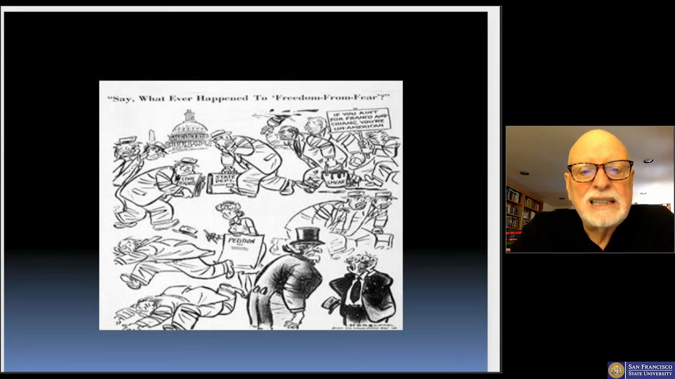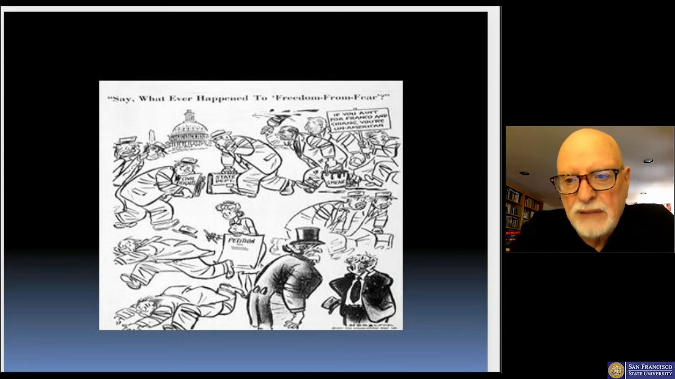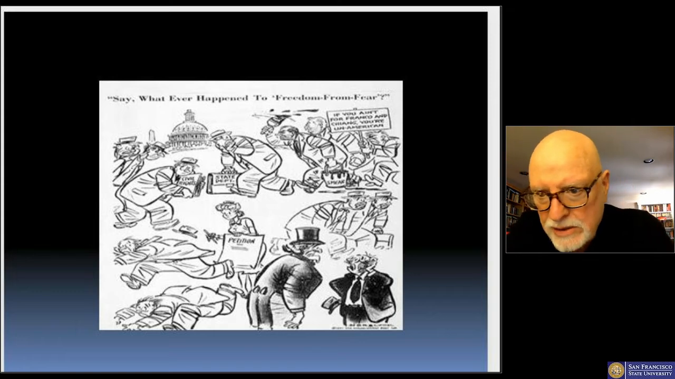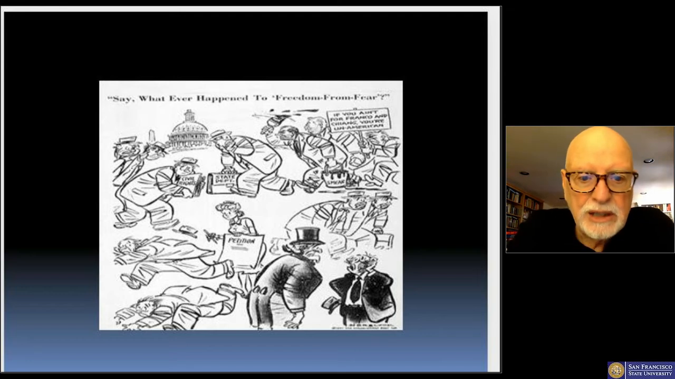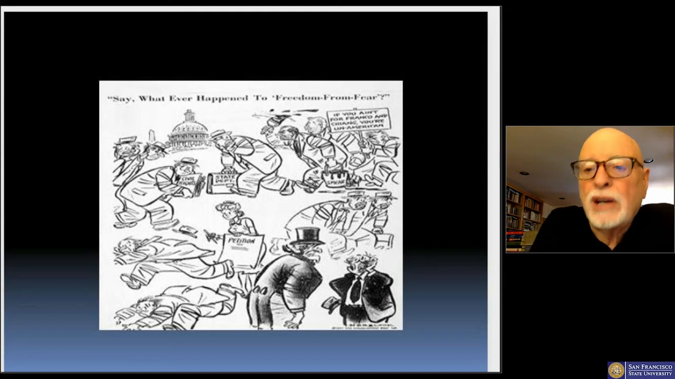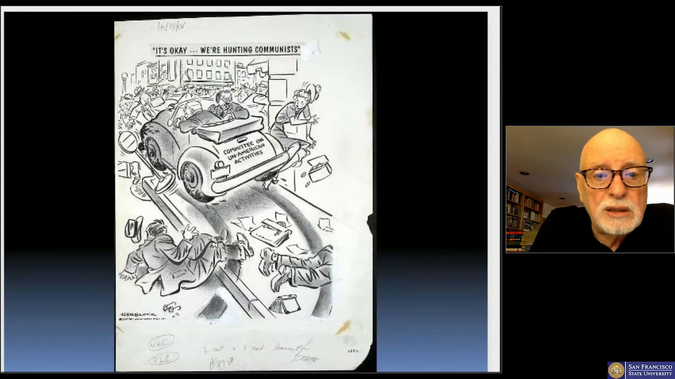McCarthy is reversing, in effect, everything Roosevelt taught about freedom from fear. He's got everybody afraid of their shadow, afraid of being accused of being a communist, or sounding like a communist, or looking like a communist, or being married to a communist, or something like that. And not very American in its spirit, Herblock thinks.